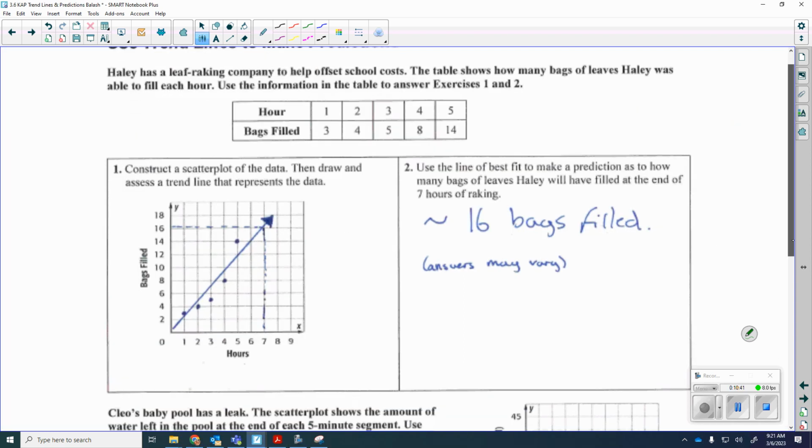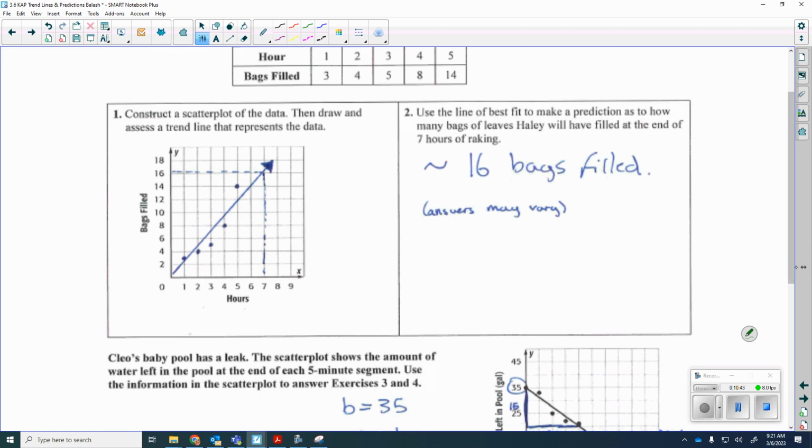So they said using the line about 16, and it says answers may vary. So did you get something close to 16? 17, 18? About 17. I would think 15 to 18. 14? Let's see. Okay, hang on. 14. At 7 hours, 10 would be down here. So that's not even close to the rest. And then 11's right above it. So I don't think those are high enough.